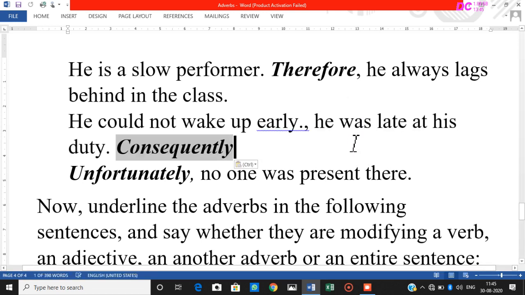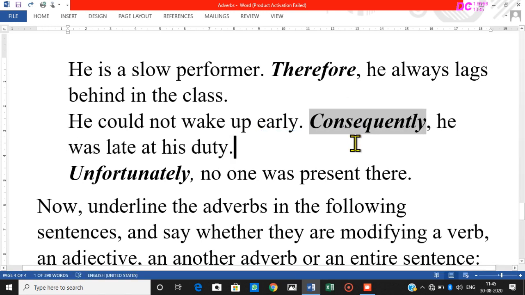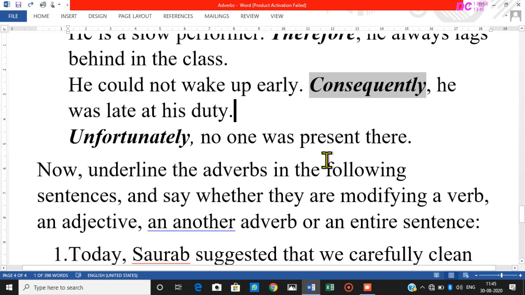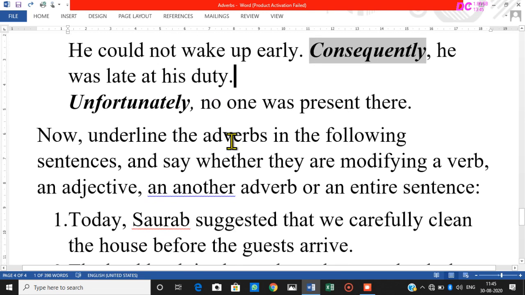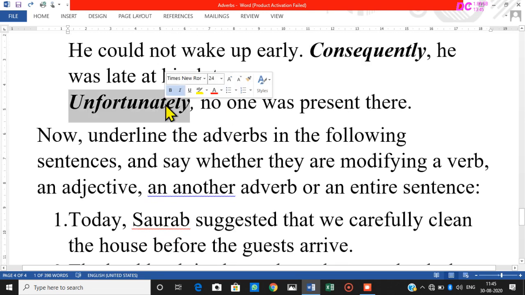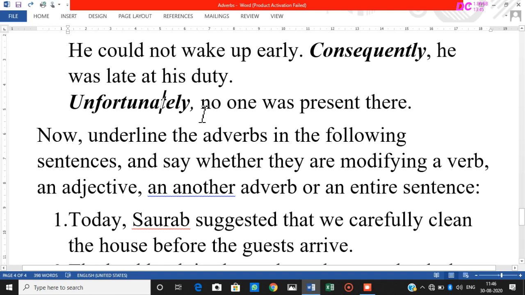Unfortunately, no one was present here. So unfortunately, as I told you in the previous video, is also an adverb. Here it modifies an entire sentence. So now, my dears, you must have understood what an adverb is and what the function of an adverb is. In short, an adverb modifies an adjective, a verb, another adverb, or an entire sentence.